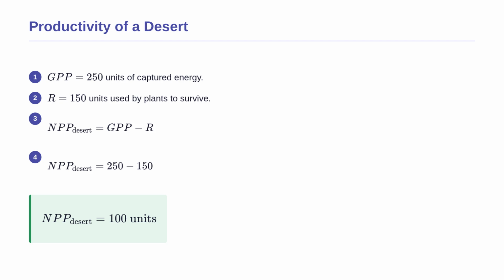The desert has only 100 units of available energy. This physically represents the intense struggle for survival in extreme terrestrial ecosystems, where very little new plant mass is created each year to support a food web.